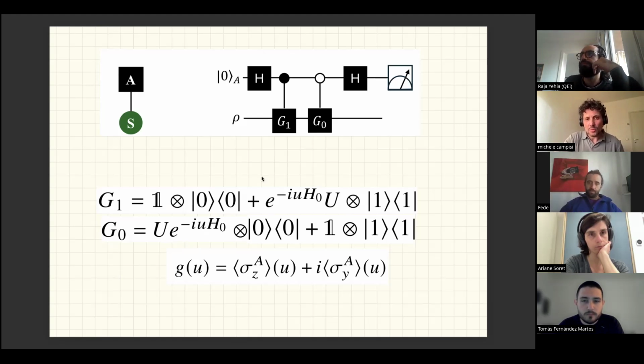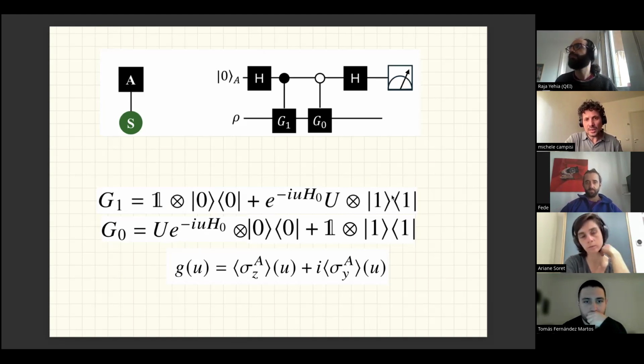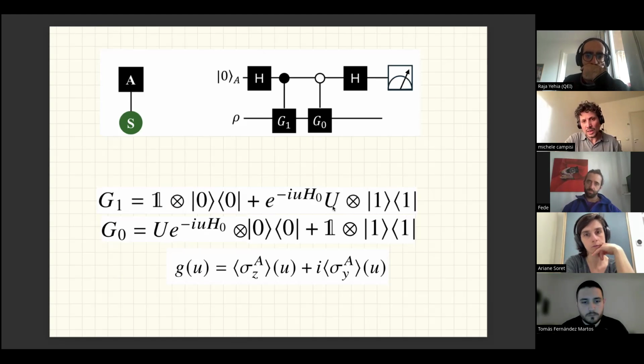Okay, so I still have to tell you what G1 and G0 are. So G1 is an evolution conditional on the state of the ancilla being 1. So if the ancilla is in the 0 state, basically it acts as an identity. If the ancilla is in the 1 state, then your system, the green thing here, evolves with U, and then evolves with H0, your unperturbed Hamiltonian, for some time u.